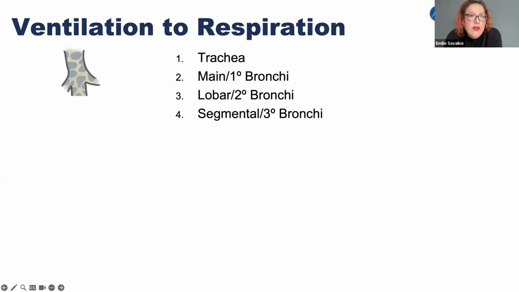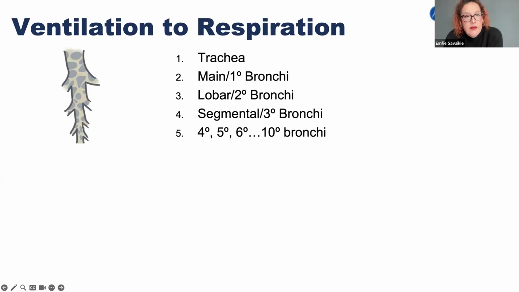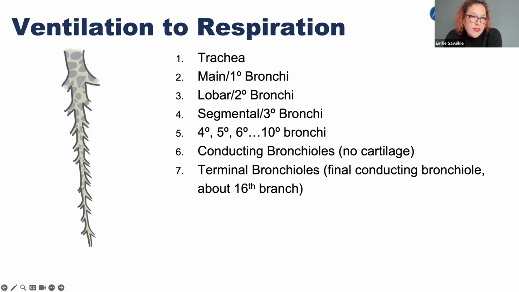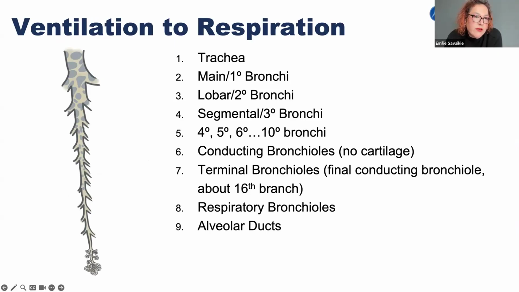we go down to our tertiary bronchi or segmental bronchi. Then you have 4th, 5th, 6th, 10th generation bronchi. And then you get to your conducting bronchioles, which have no cartilage. And then to your terminal bronchioles, about the 16th generation, where you finally start with respiration. So respiratory bronchioles, alveolar ducts, alveolar sacs, and alveoli, which we will get to a lot more, I would assume, in histology.